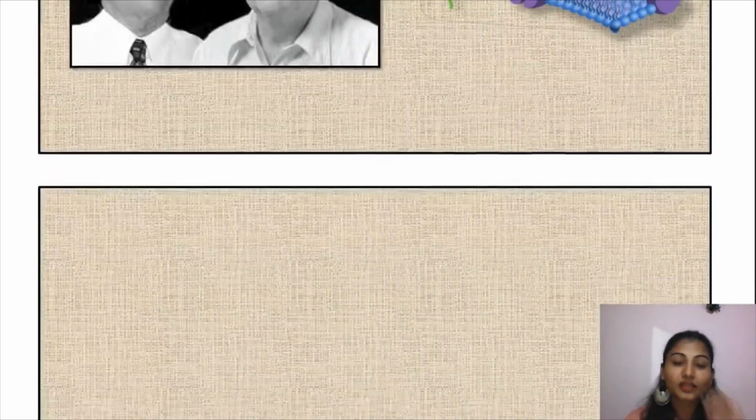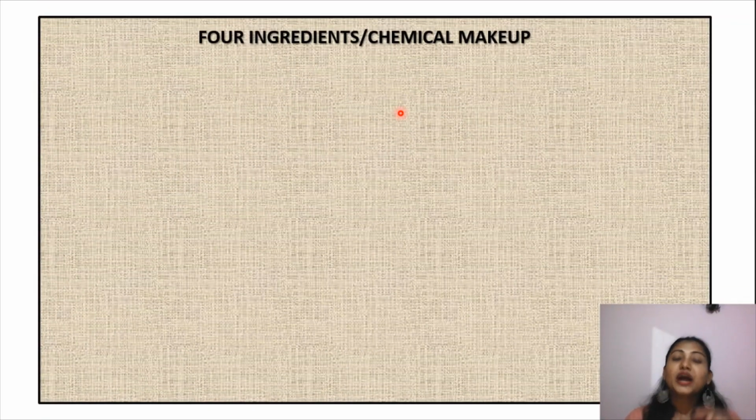Yes. Moving further. Now, the cell membrane is made up of 4 major ingredients. The way a recipe is made up of ingredients, in the same way the cell membrane is also made up of 4 ingredients, or the chemical makeup we can say.